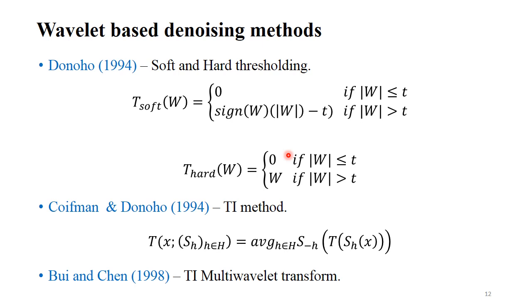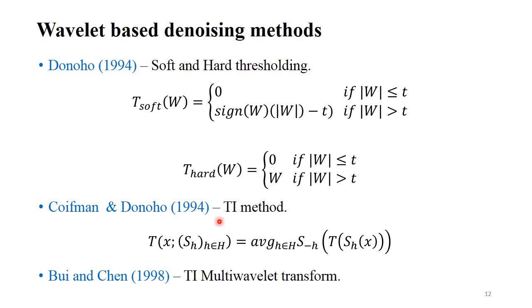wavelet-based techniques. Then this technique was extended to the translation invariant method, where several shifted versions of the noisy image are used. On each of them either soft or hard thresholding is applied, then they are reverted back and averaged to obtain the denoised representation. This is the formula for that. This gave better results compared to the direct application of hard or soft thresholding.